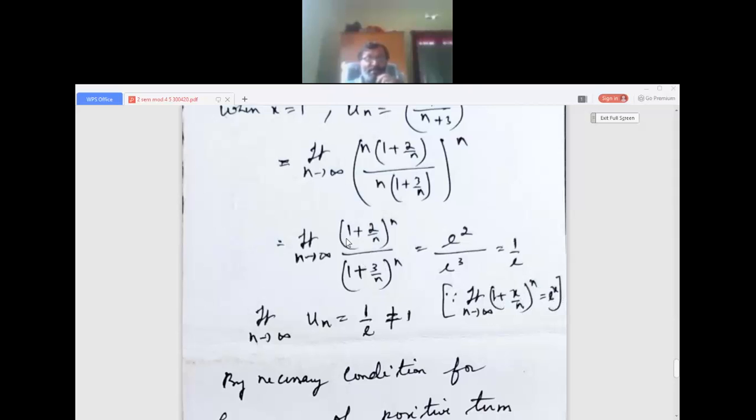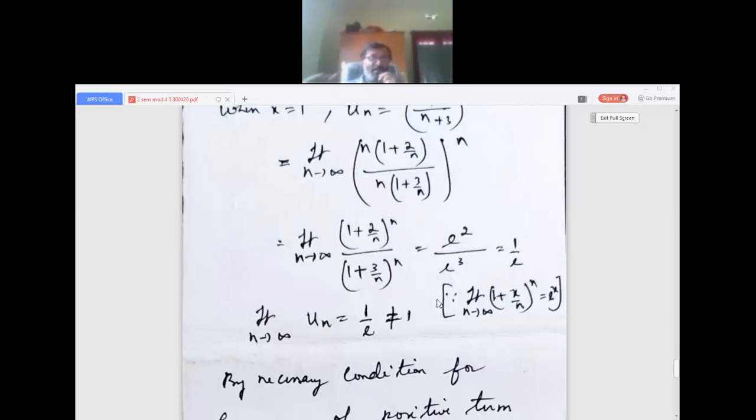So limit n tends to infinity (1 plus x by n) whole power n, x is 2, so e power x, e squared. Limit n tends to infinity (1 plus x by n) whole power n, x is 3, so e power x, e power 3. So e squared by e power 3 is 1 by e.